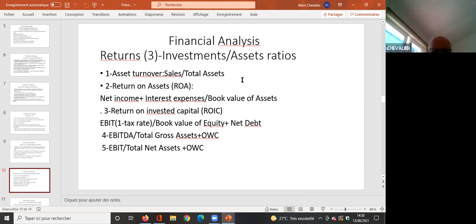First is the asset turnover. Asset turnover is interesting because it means what is in fact a kind of multiplier of total assets you find in sales. Are you able, as a manager of a firm, to use your assets efficiently? It is clear that if you are able to increase the level of sales with the same level of total assets, it means that you are more efficient in the use of total assets.